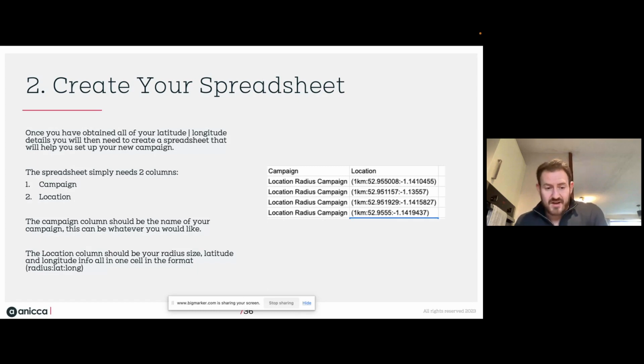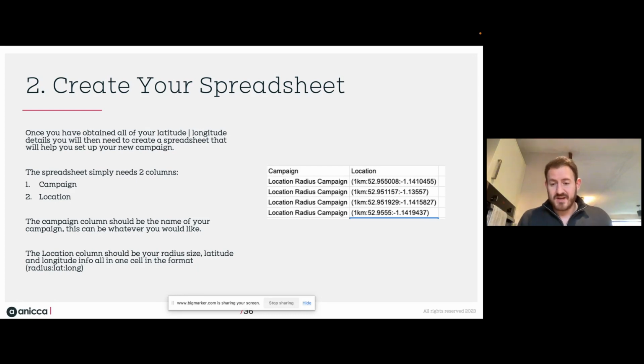In the second column, you need the location, so you need the radius and the latitude and longitude information all in one cell. There are ways that you can combine your latitude and longitude information into one cell. You can use formulas to do so. Any of you that are particularly techie and know how to use formulas to pull information from 3 separate cells, for example, into one cell, you'll find a really quick and easy way to do this.